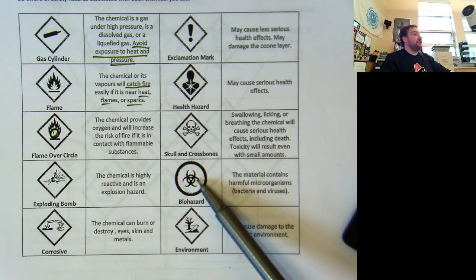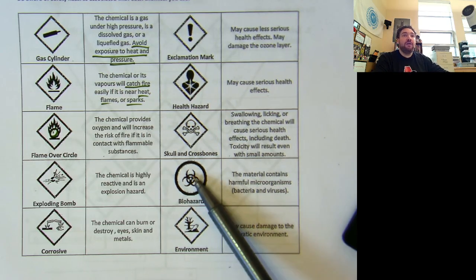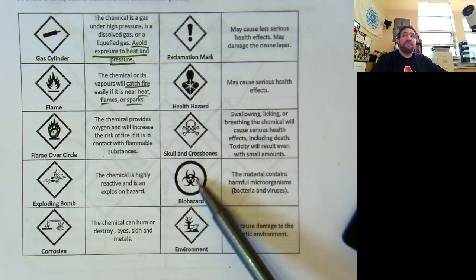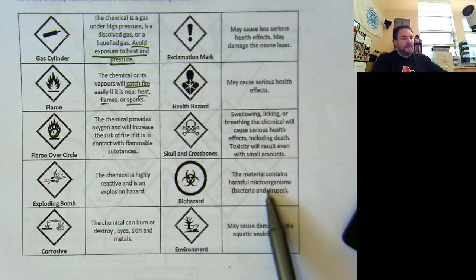Depending on who you have for Psychology 12, there might be a brain dissection. When I taught Psychology 12, we dissected brains. And this symbol is on that. If you're taking Bio 11, Bio 12, you do dissections, this biohazard symbol might be present. It means that whatever you're working with may contain harmful microorganisms like bacteria and viruses.